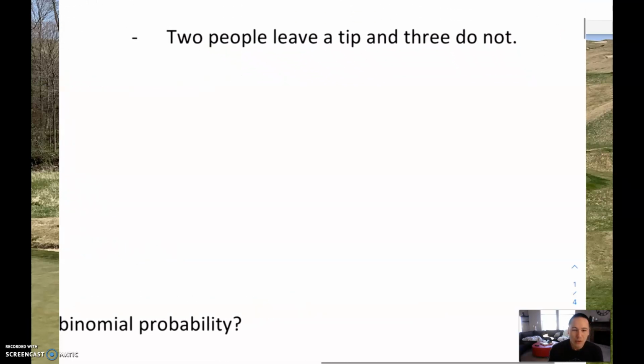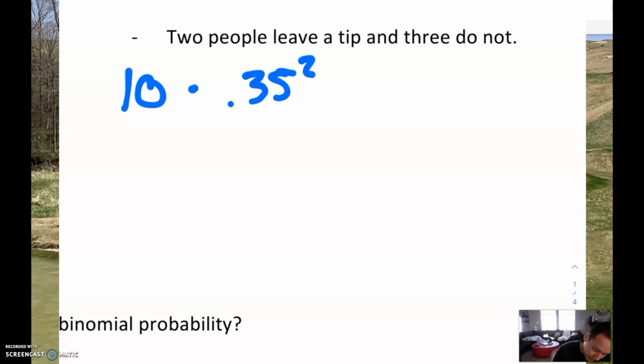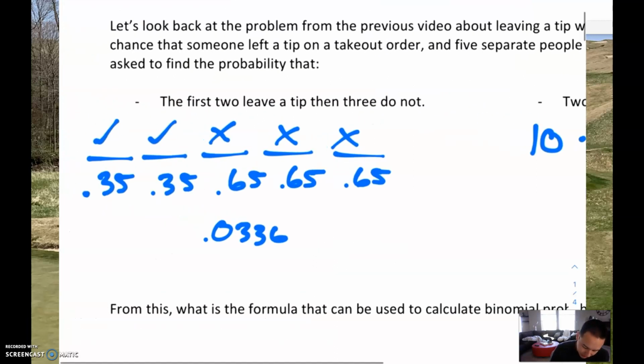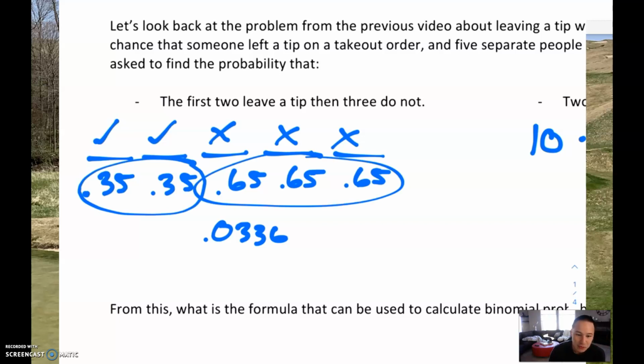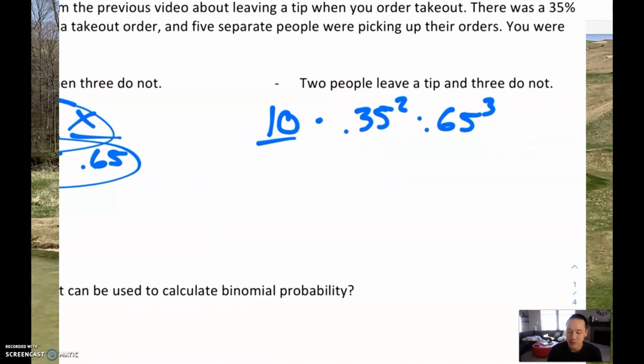And the question was, what's the probability that 2 people leave a tip and 3 do not? Now I'm not specifying the order. I'm just saying any 2 of them will leave a tip. And hopefully what you saw was there were 10 different ways that we could have 2 people leave a tip. And we ended up multiplying that by 0.35 squared times 0.65 cubed. And you see that over here. This is the 0.35 squared. This is the 0.65 cubed. And this sequence of events could happen in 10 different ways. That's why we had that 10 there.